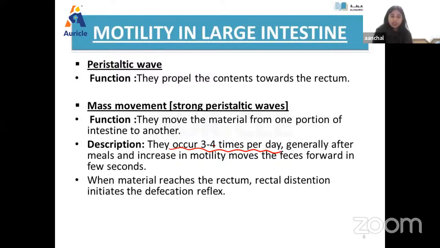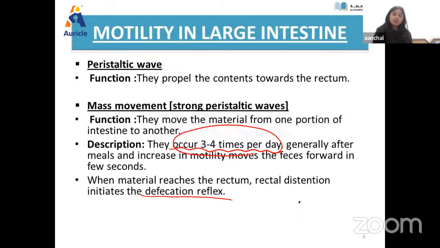If they are generated 3 to 4 times, it means they will initiate the defecation reflex 3 to 4 times per day, and generally after the meals, right? An increase in motility moves the feces towards the end part in a few seconds, right? When material reaches the rectum, the rectal distension initiates the defecation reflex, right? Now we're going to learn how the defecation reflex is controlled, right?